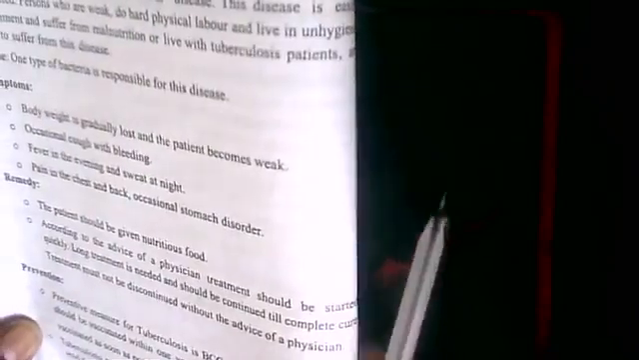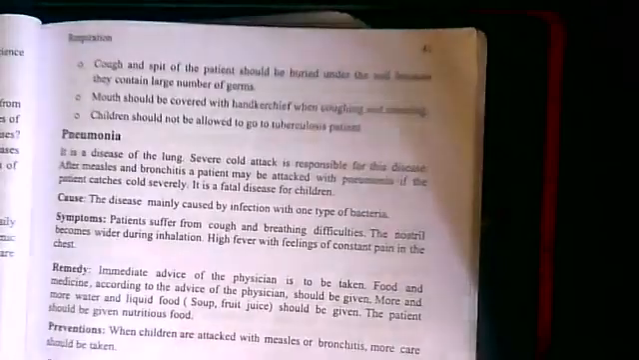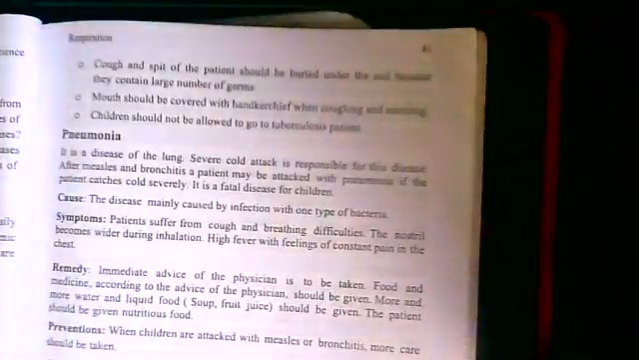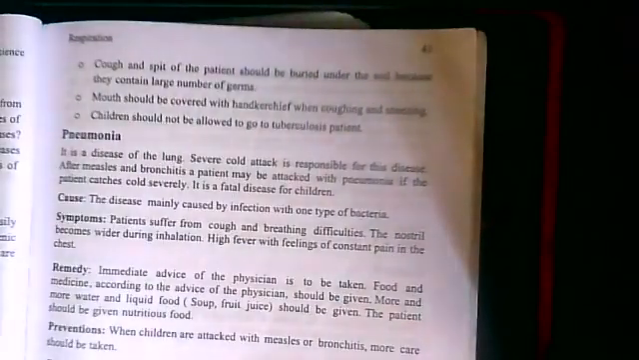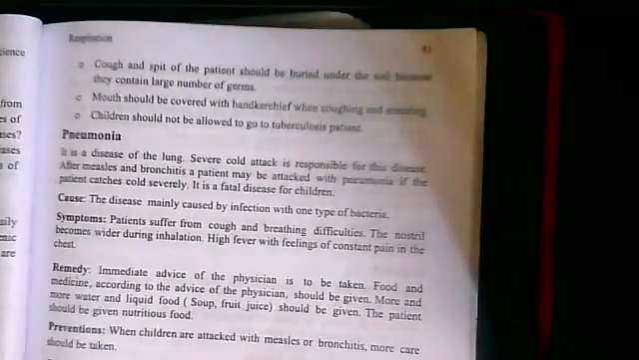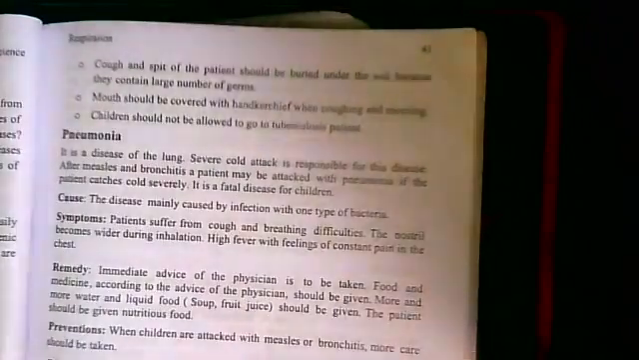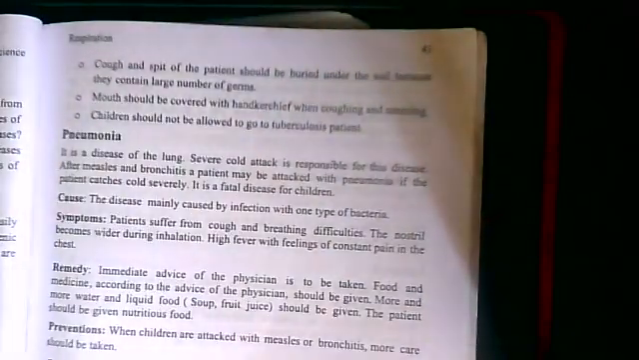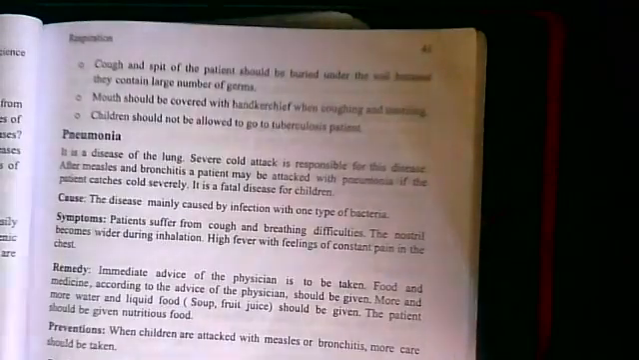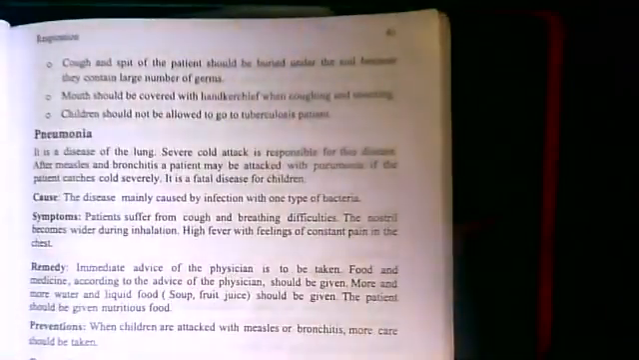It ensures proper treatment. Cough and spit of the patient should be buried under the soil because they contain a large number of germs. The mouth should be covered with a handkerchief when coughing and sneezing. Children should not be allowed to go near the tuberculosis patient.